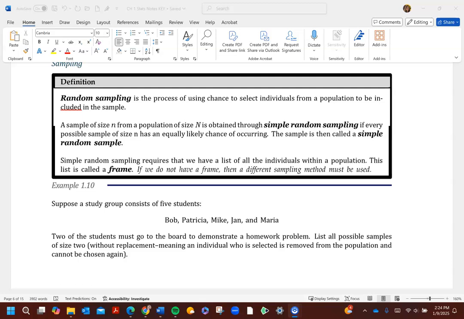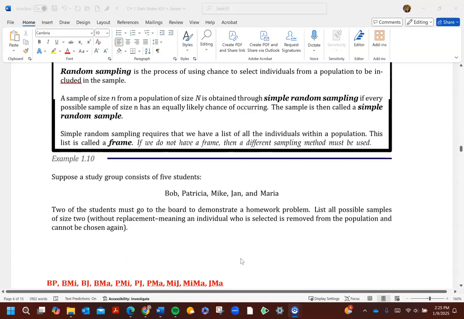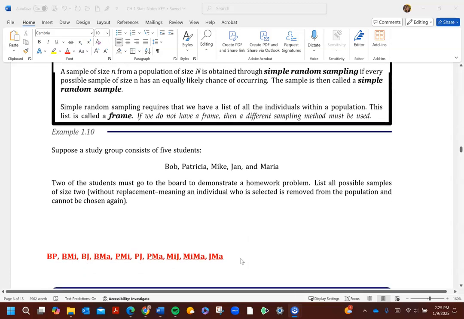Just pause and jot down the different possibilities that you would have. Okay, so hopefully you've listed yours out. Let's see how they match up. Here's the answer. So you can take a minute to check that over, and then we'll go on to the next thing.